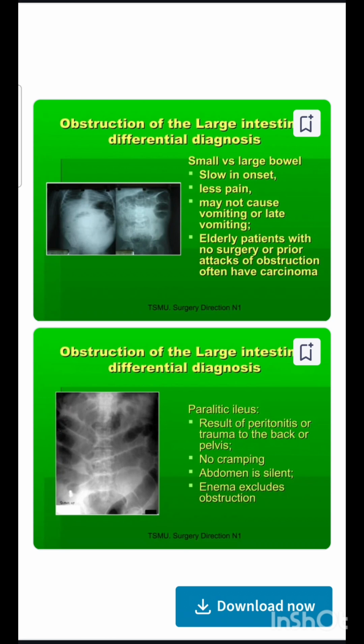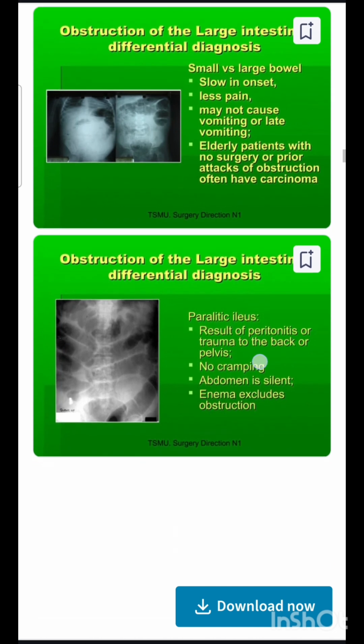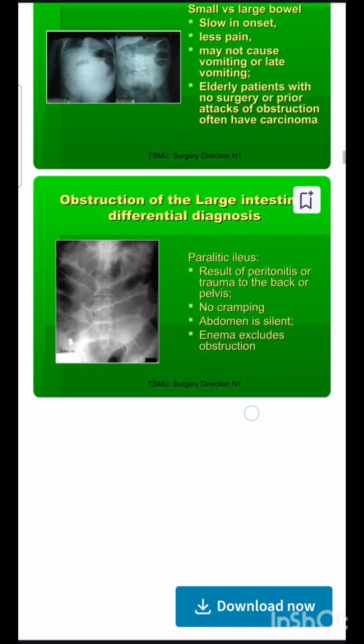It may not cause vomiting or late vomiting, and an elderly patient with no surgery or prior attacks of obstruction often has carcinoma. Large intestine obstruction is slow in onset, with less pain, and may not cause vomiting or late vomiting. An elderly patient will have no surgery or prior attacks of obstruction, and often has carcinoma.